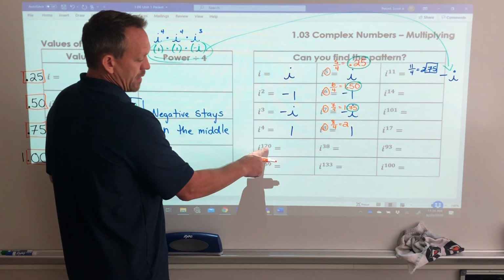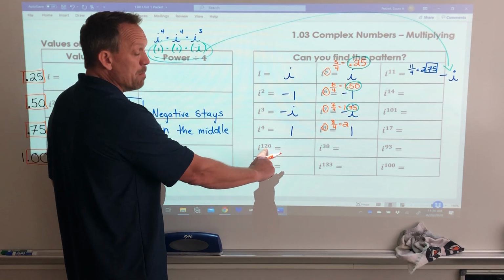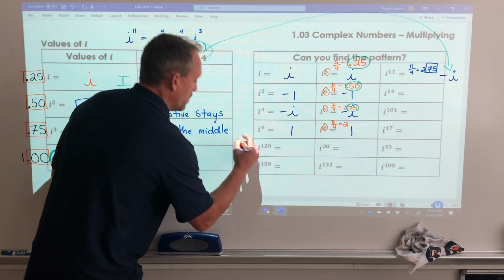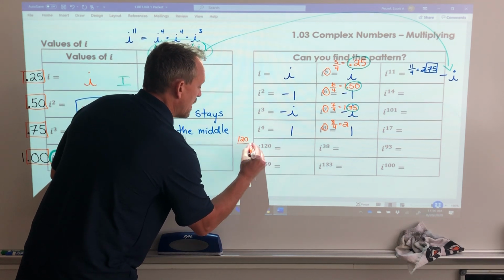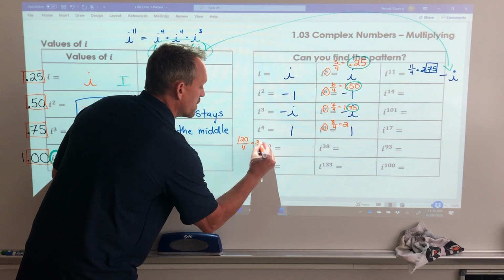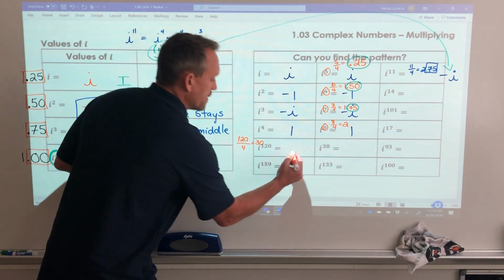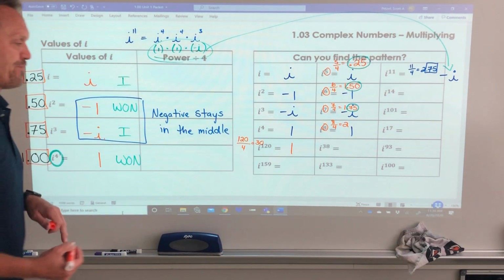So if it's a multiple of 4, if you will, so 120 divided by 4 is equal to 30. There's no remainder, it's simply 1.